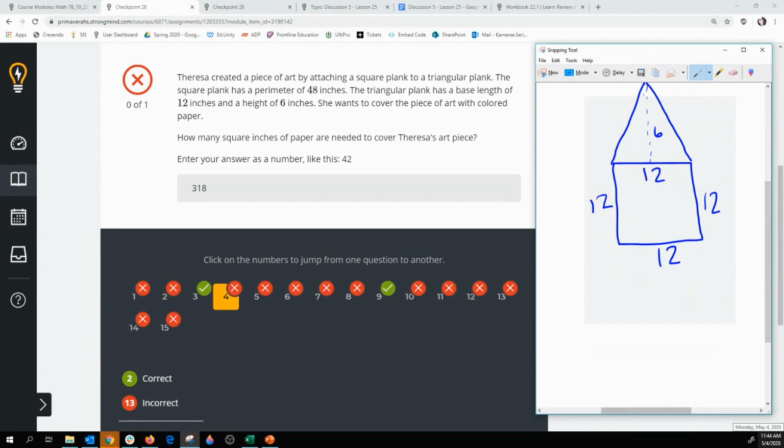Give me 1 second. Okay, sorry. All right, so let's find our area of our square. When we find the area of a square, what formula would we want to use? We're finding area of a square. What two numbers would we multiply together?